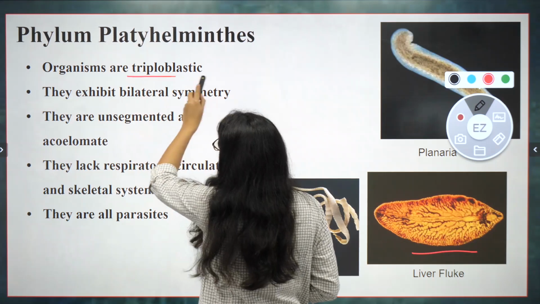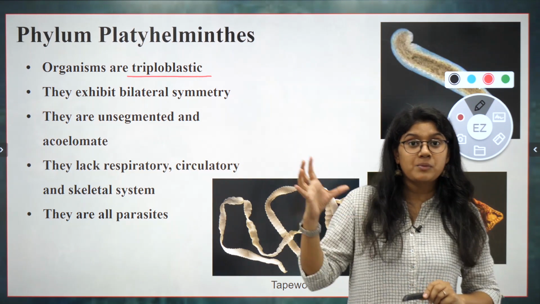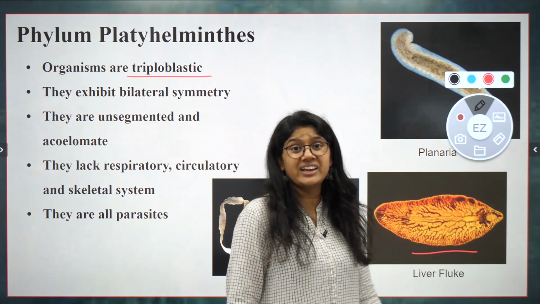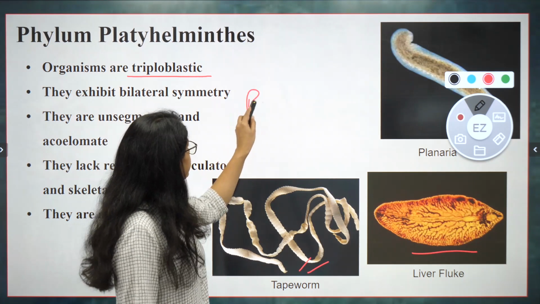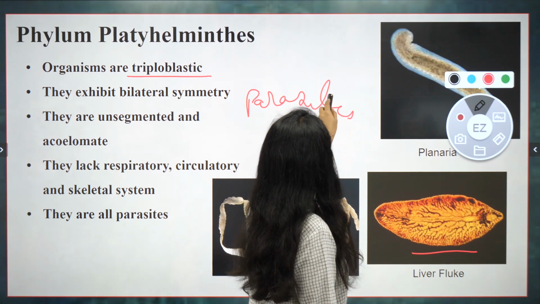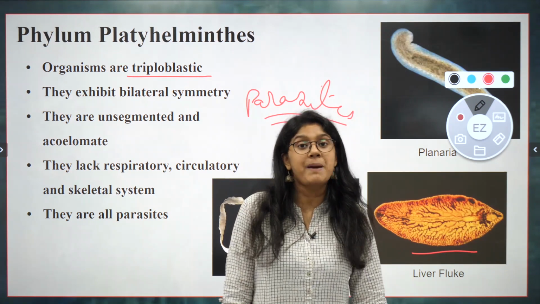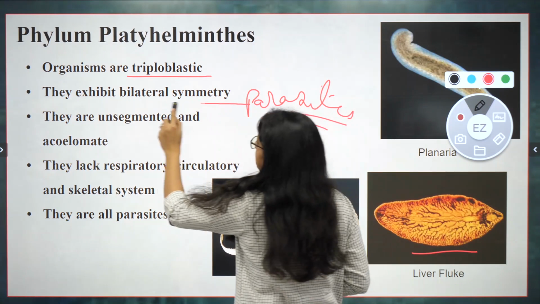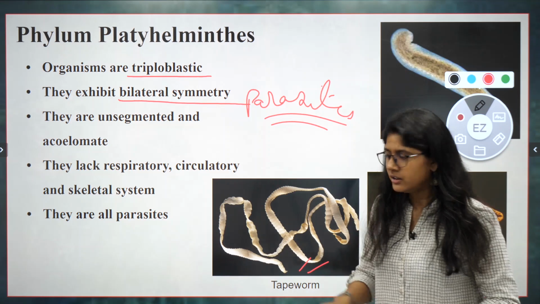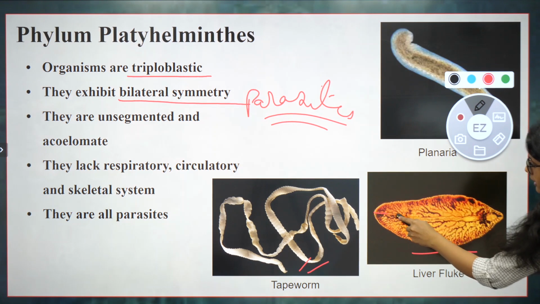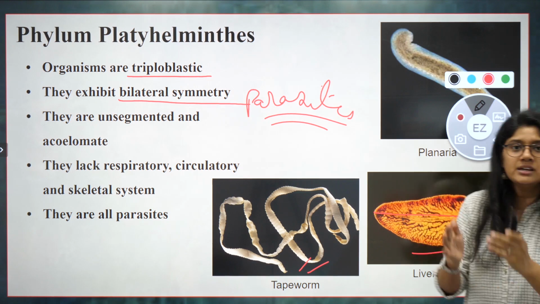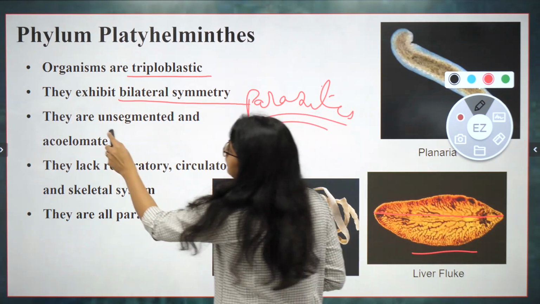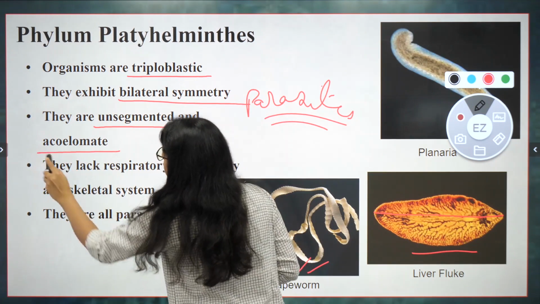Again, they are animals which are triploblastic. Now from here the triploblastic nature will start. Clear? They are usually free living sometimes, and some are parasites. The majority are free living, but a few of them are parasites, and the parasite usually lives inside the body of the host. They exhibit bilateral symmetry, very easy for us to understand. If over here we have a liver fluke and I cut it like this, I can see it dividing into equal halves. That is bilateral symmetry. Next, their body is unsegmented and they are acoelomate.